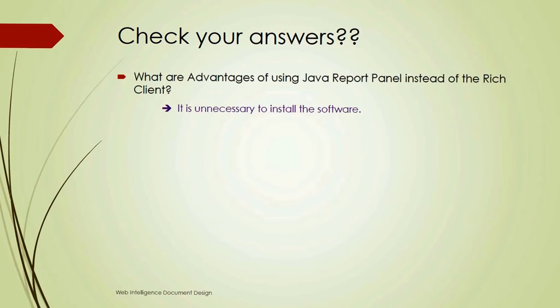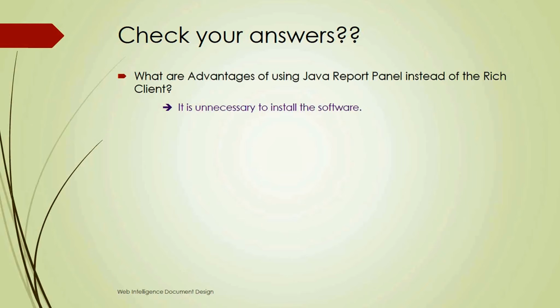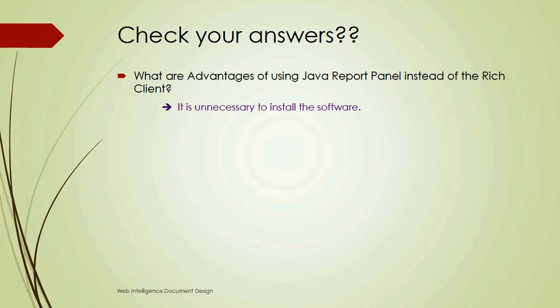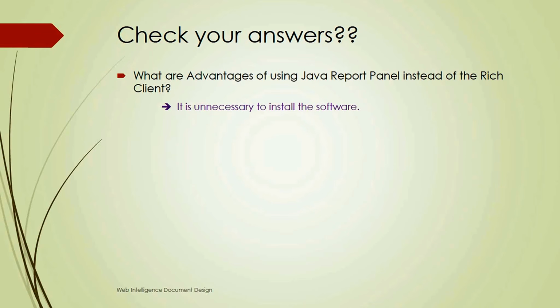The answer is that it is unnecessary to install the software. Java Report Panel installation is not required at all, because it is a web-based application that comes with BI Launchpad. While for Web Intelligence Rich Client, we need to install it locally on a system, and then we can use it from there. So this is the main advantage of using Java Report Panel.